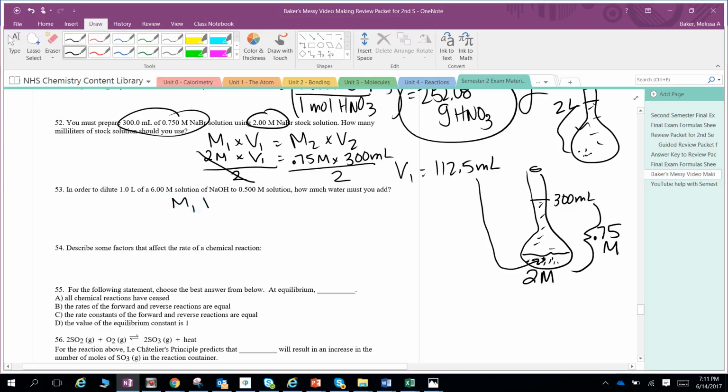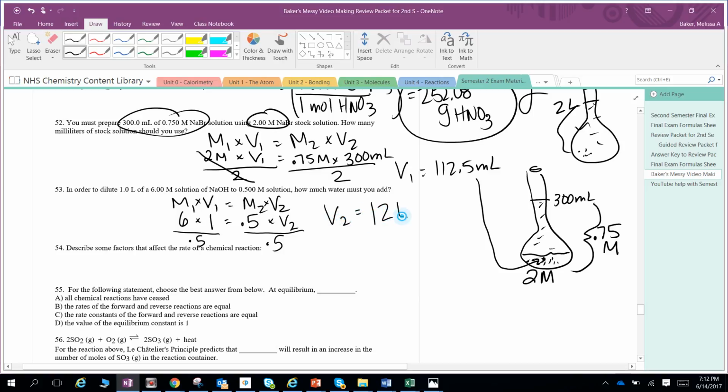There's another question about how much water should you add if you want to make this concentration. So this one again should scream dilution. I want to dilute a 6 molar solution, 1 liter of it, and I want to make a 0.5 molar solution. So what does my total new volume need to be in order to weaken that to a 0.5 concentration? I'm going to divide both sides by 0.5.